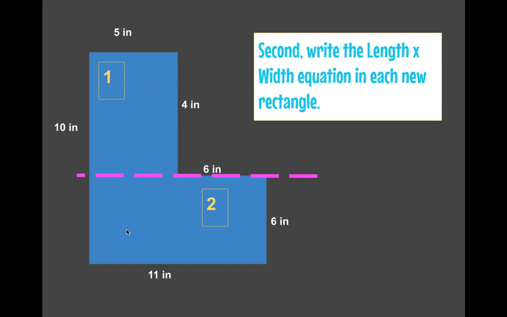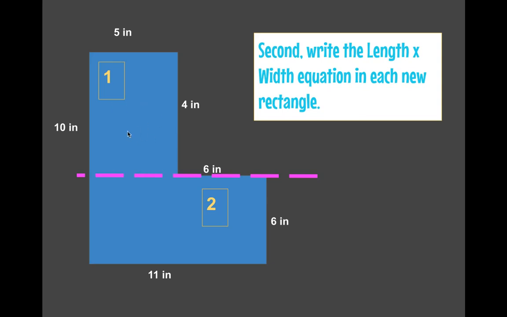We're trying to find the area of this whole thing. So we need to write a length and a width equation for each one. So we have figure 1 and we have figure 2. We need to look for the length and width of figure 1 and figure 2.